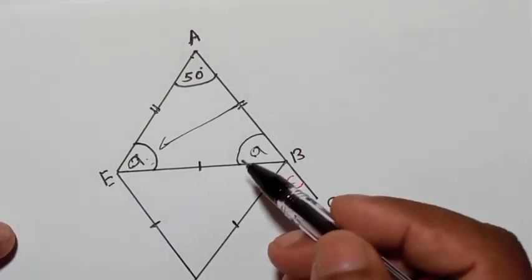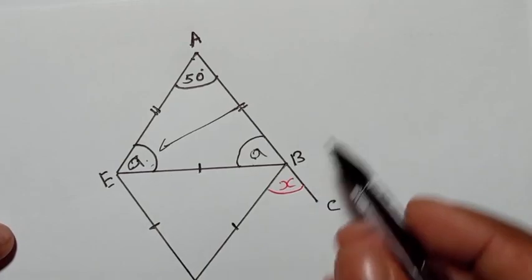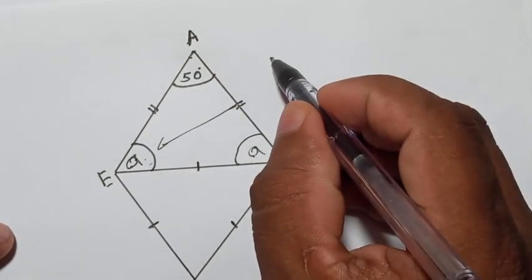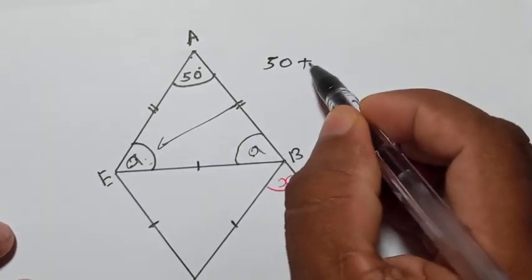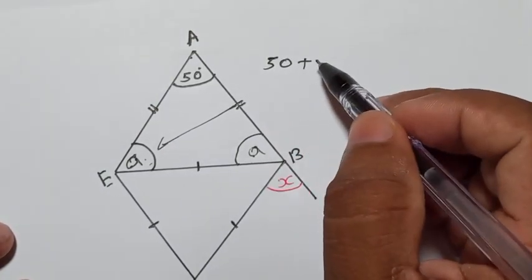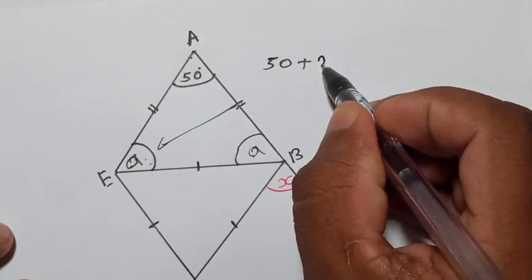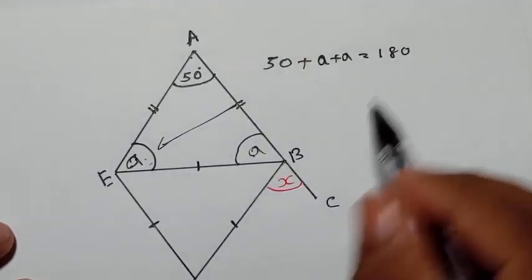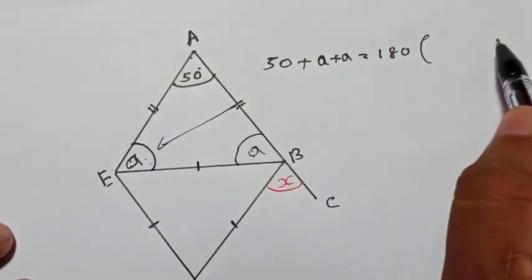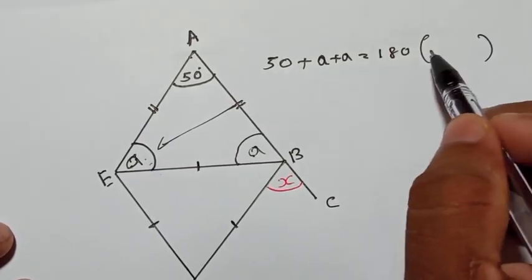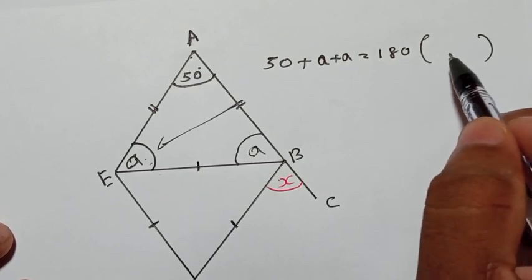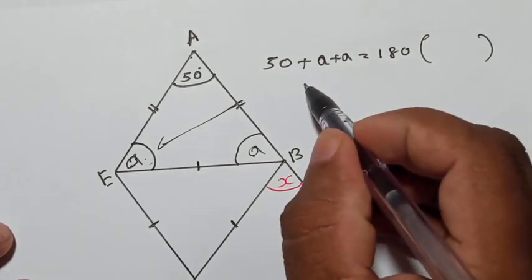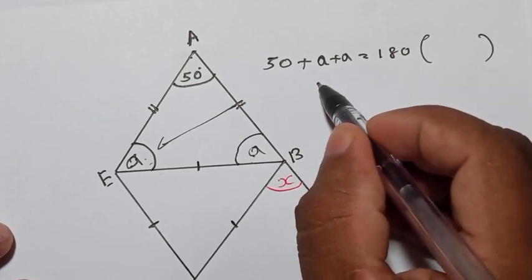But we have to show how to get the answer, so we need to write it here. Okay, I will show you. Sometimes they will even ask for the reason, right? So I will do it that way also. 50 plus A plus A equals 180, right? If they ask for the reason, you can write within the bracket what the reason is: interior angles of a triangle add up to 180. That's the theorem.